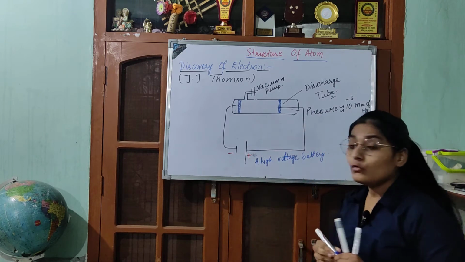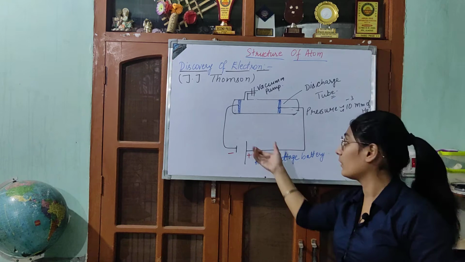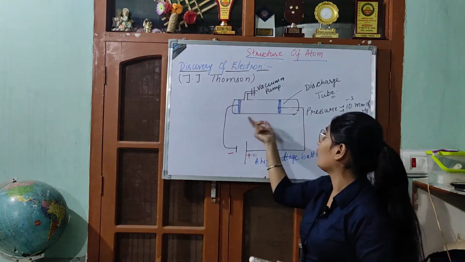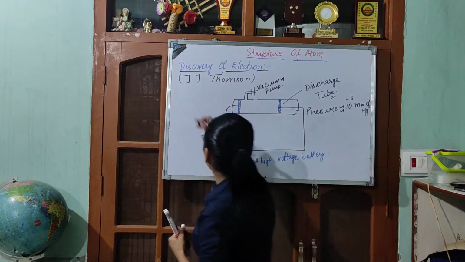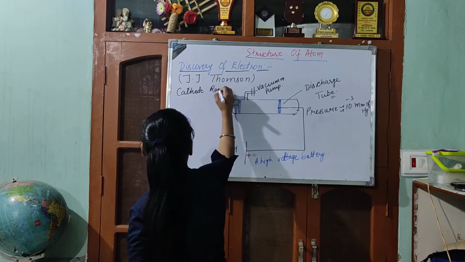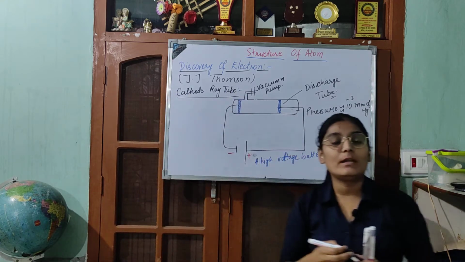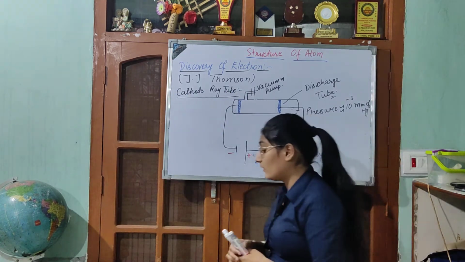So this is the experimental setup of the cathode ray tube. This experiment is known as the cathode ray tube experiment. Why is it known as cathode ray? I will discuss this later.